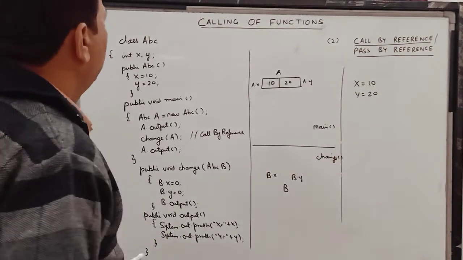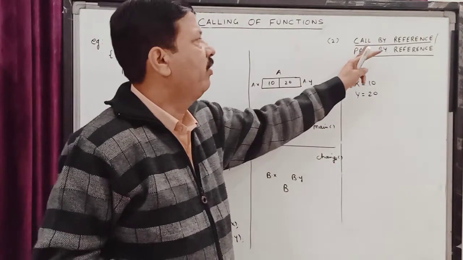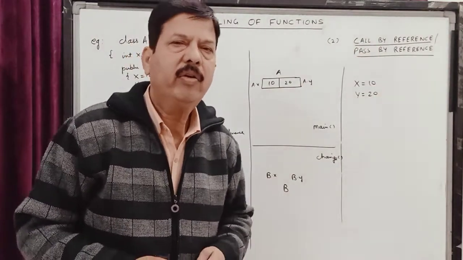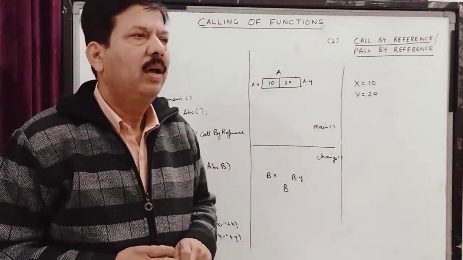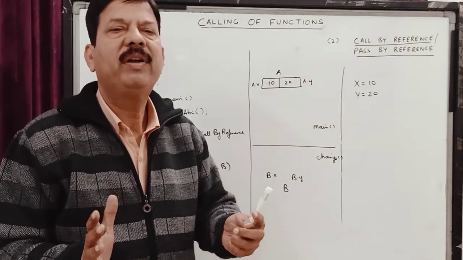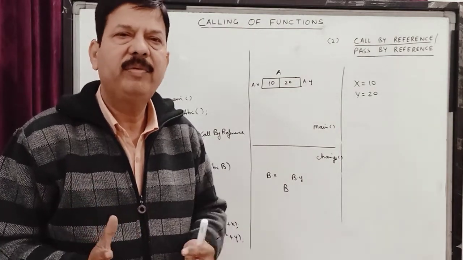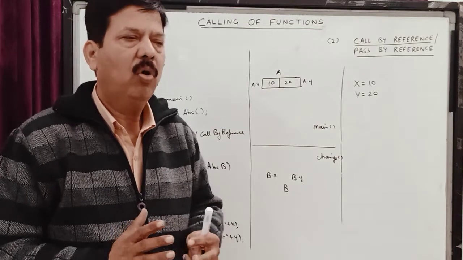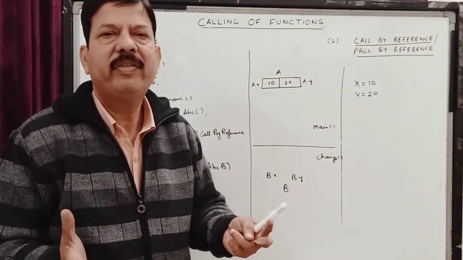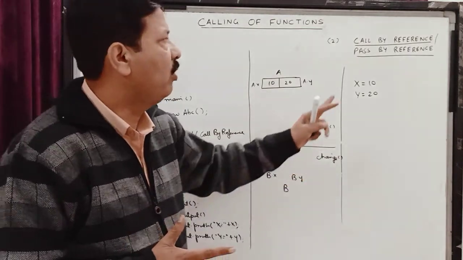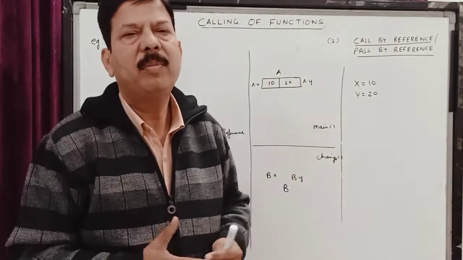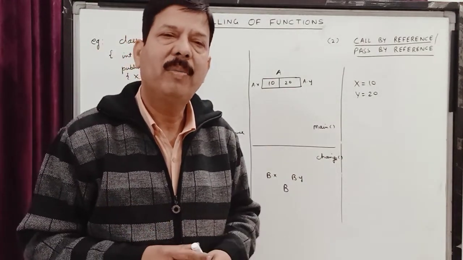So children, now we come to the next calling, that is call by reference. As I told you, if you have arguments of reference data type, it is done by call by reference. So all calling with reference data types is done by call by reference, and all calling with primitive data types is done by call by value.